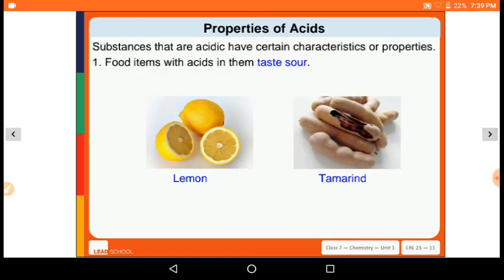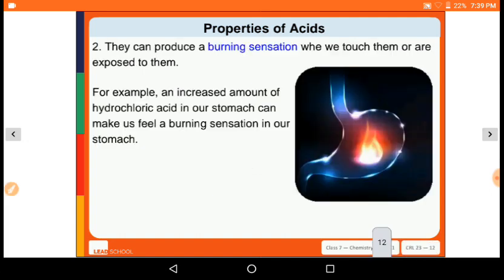So substances that are acidic have certain characteristics or properties. तो हम यहाँ पे कुछ properties देखेंगे acids की. First, food items with acid in them taste sour. So first is, इसका test कैसा होगा, sour test होगा.